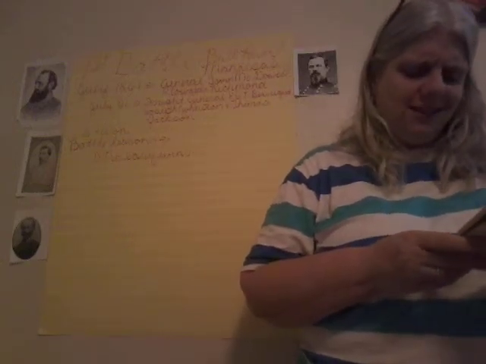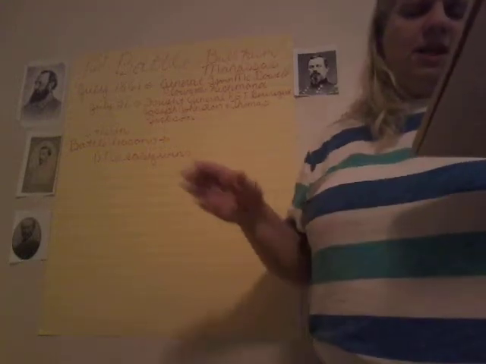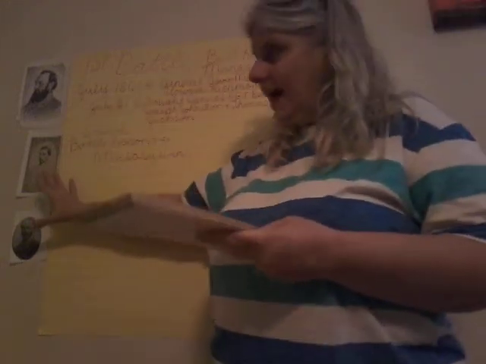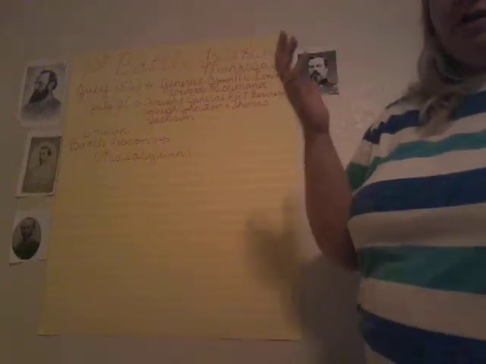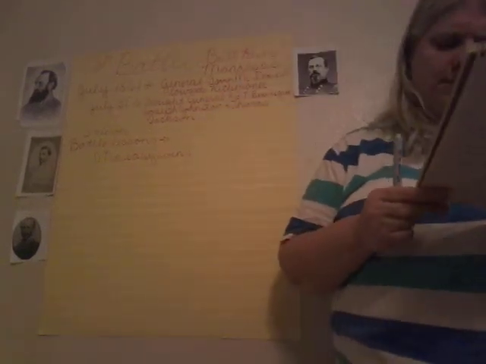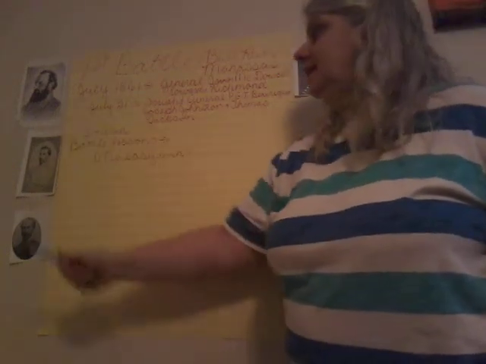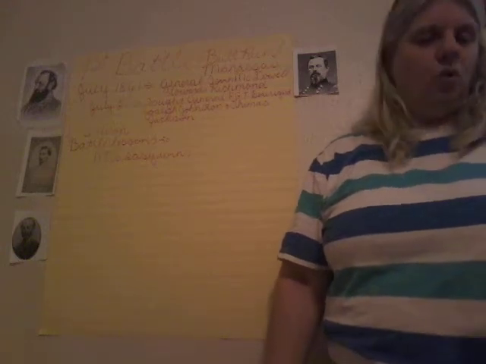So the Union attacks the Confederacy and pushes them. So the Union attacks, then the Confederacy pushes them, then the Union pushes them back, and then the Confederacy pushes them again. Eventually, they all leave, okay? So what happens is the Union retreats, and the Confederacy is considered the winner of the first battle of the Civil War.